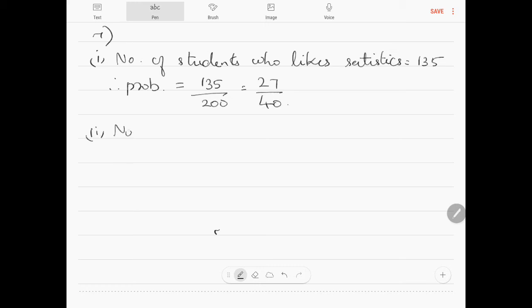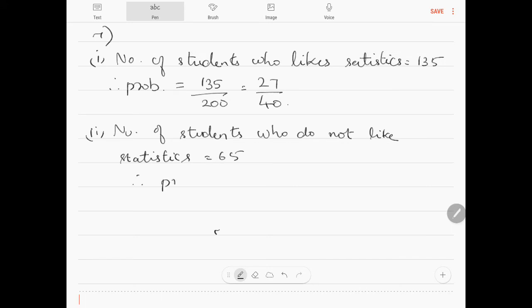Question number 2, who does not like it? So the number of students who do not like statistics is 65. Therefore, the probability of a student chosen at random who does not like it will be 65 by the total value 200, which is equal to 13 by 40. That is the answer.